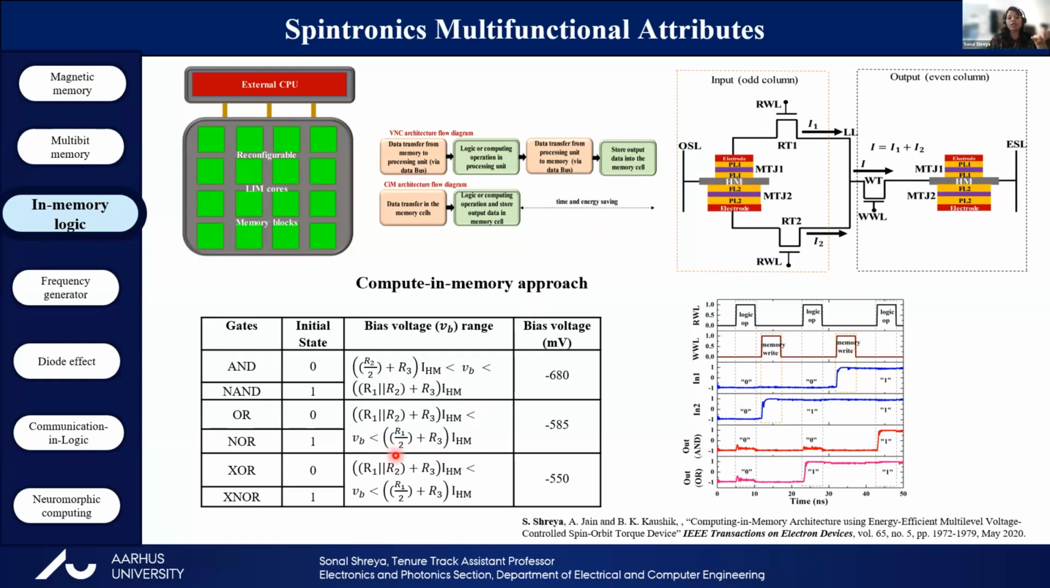So if we somehow, electrically and mathematically, can tweak our design implementation in a way that by monitoring or managing or manipulating the heavy metal current and the MTJ current and its resistances, bias voltage, we can make it function as the logic gates. For example, here with these mathematical models, we can have the basic logic gate implementations. And here it shows the transient analysis of AND and OR gate.